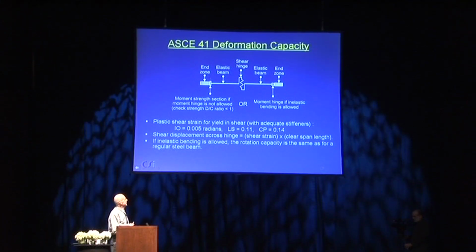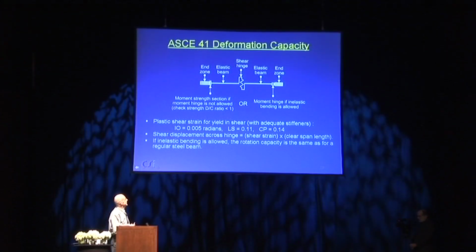Or, working backwards, if you intend that the shear link yield only in shear and does not yield in bending, what you might do is put in a moment strength section, and then calculate the strength on that just to make sure that the strength demand capacity ratio is less than 1, which means a moment hinge does not form. And if the demand capacity ratio is larger than 1, then a plastic hinge does form. This is not what you intend. You need to redesign your shear link.